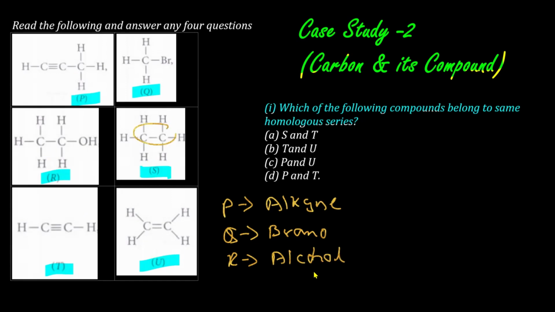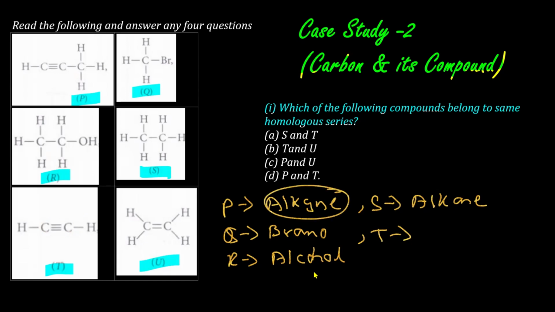S, you can see there is a single bond between carbon-carbon atoms. So S is an alkane, ANE. Next is T. What is T? There is a triple bond between carbon-carbon atoms. So this is again the same. This P and T are the same, that is, alkyne.